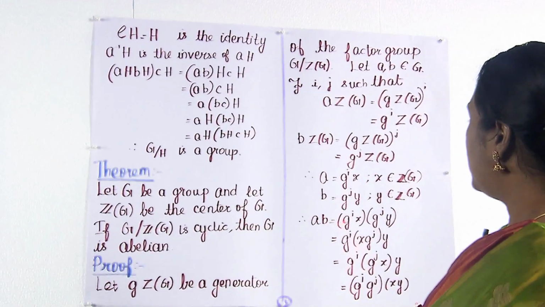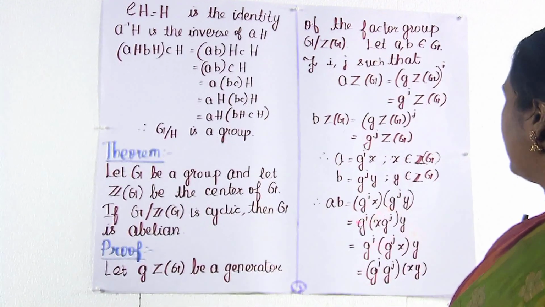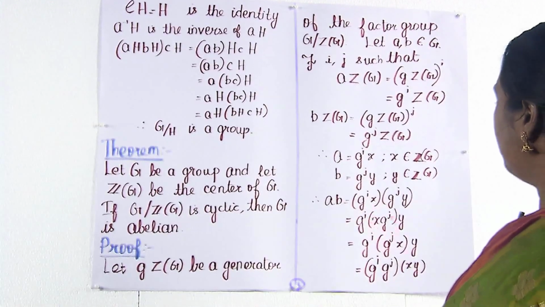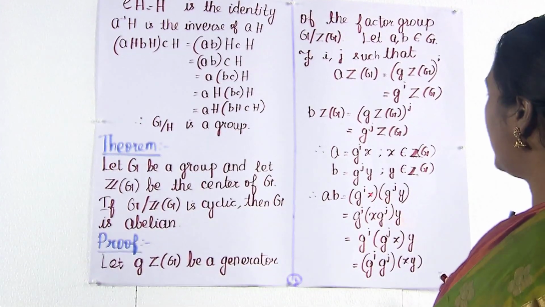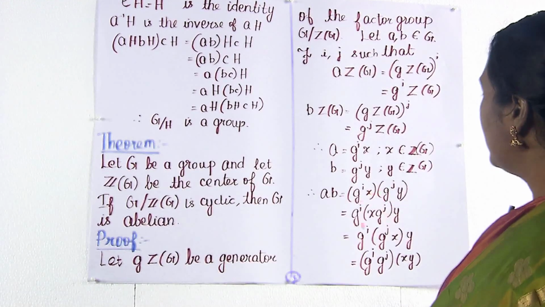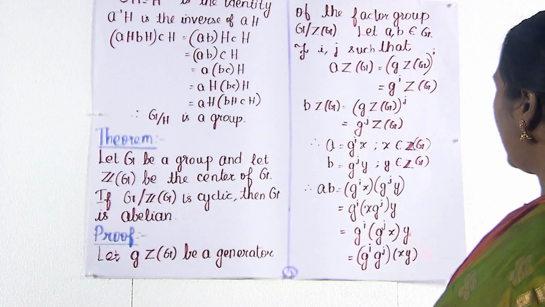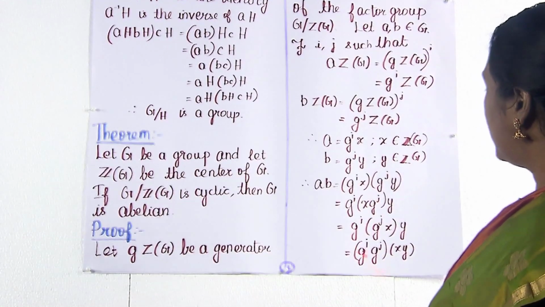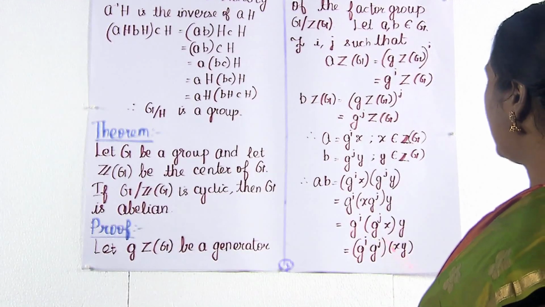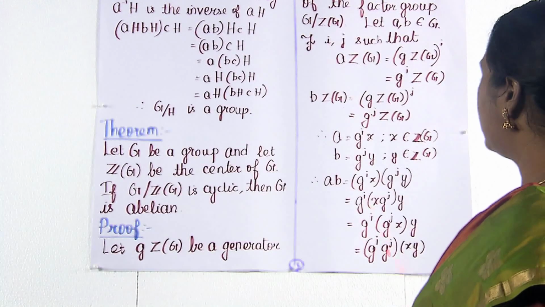Then AB is equal to g^i x times g^j y, that is equal to g^i times x g^j times y. So, we are clubbing these two elements together by removing the brackets, that is equal to g^i times g^j x times y. We are just reversing the elements here, and that is equal to g^i times g^j times xy. Now, all this is possible because Z(G) is normal.